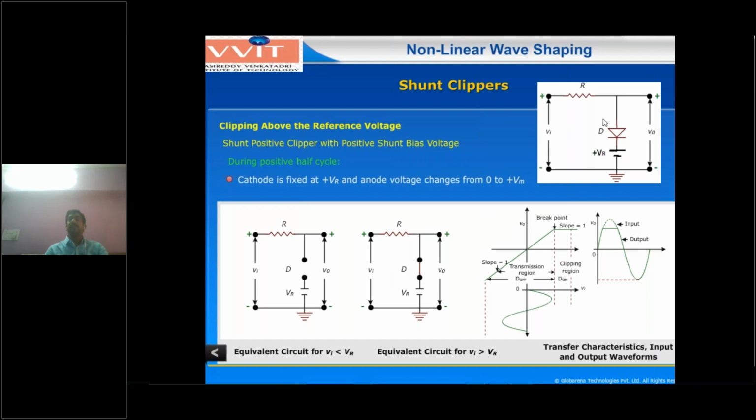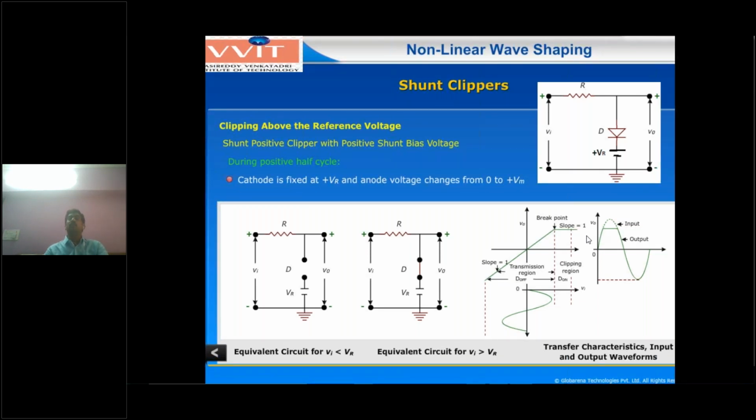Now the second case means the diode anode will be more positive, in between 3 to 5 volts. Here it will be only 3 volts. So the diode will be in forward bias condition. Forward bias condition means this will act as a short circuit. You have to say this one, short circuit. Once it is a short circuit, the output voltage is parallel to reference voltage VR. That means for input voltage Vi greater than VR, output voltage V0 equal to VR, slope equal to 0. This is clipping above the reference voltage: above VR, the input waveform will be clipped off.